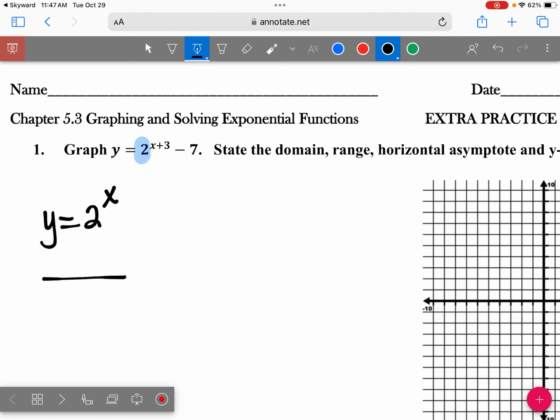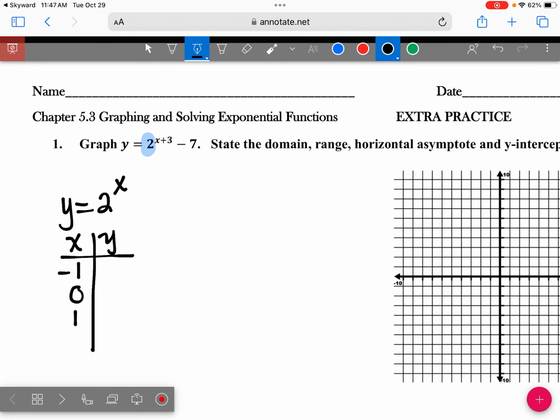Now we're not going to graph this parent table. We're just making it so we can use it to apply our transformations. So you can choose your x values. I recommend that you go from -1. If the base is 2, we can go all the way up to 3.